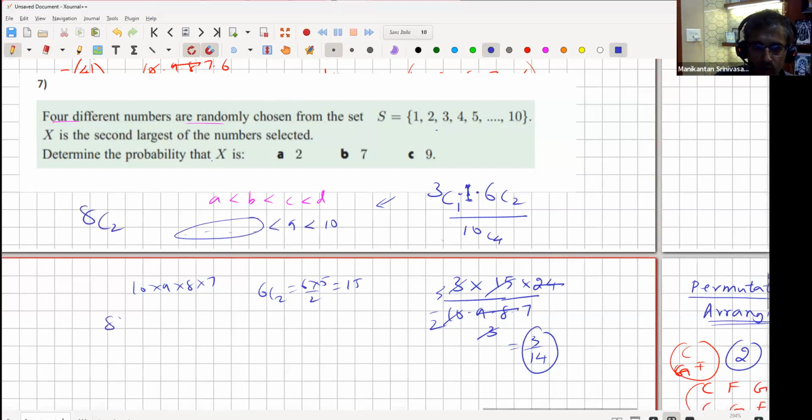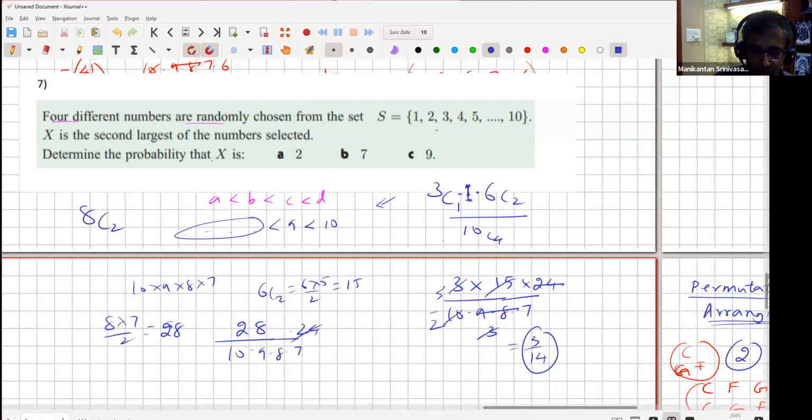So it's 8 choose 2, which is 56. Oh, sorry, 56 upon 2, which is 28. 28 upon the denominator, 10, 9, 8, 7 upon 24. Maybe I should have calculated this and kept handy. So this comes to 4 over 30, 2 over 15.